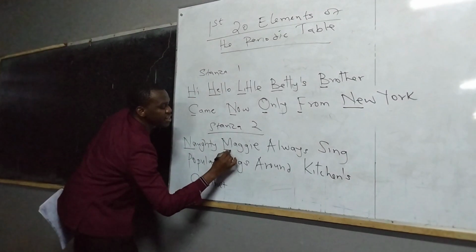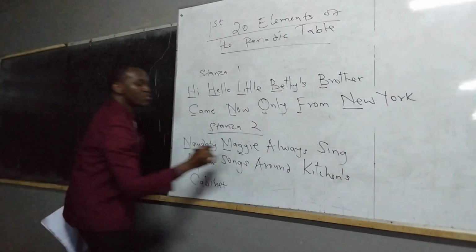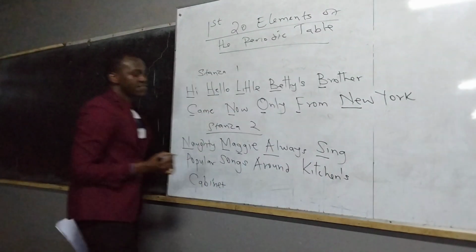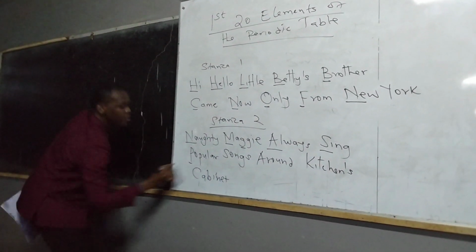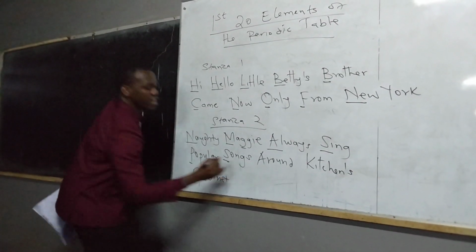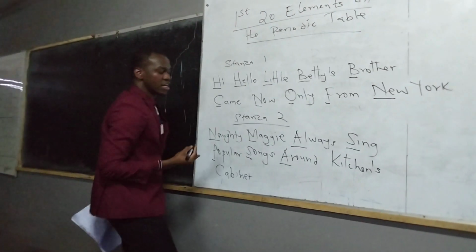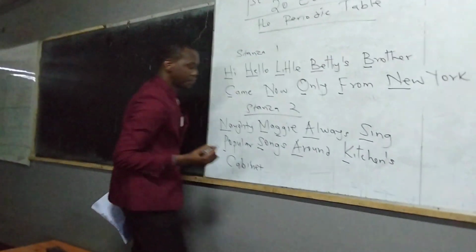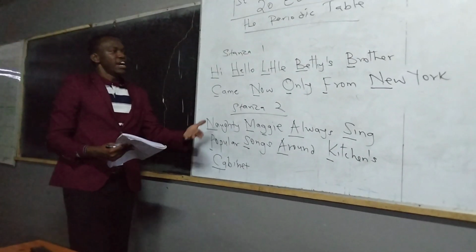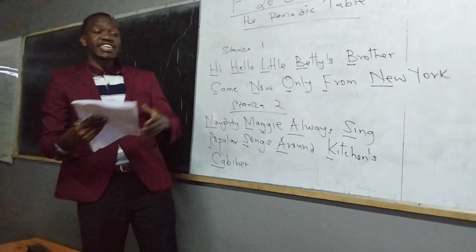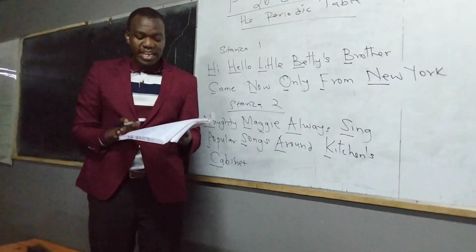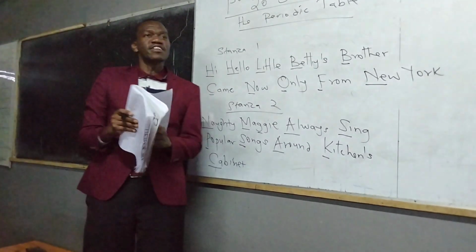We have magnesium, Mg. And then we have aluminium, Al. Then we have silicon, Si. Then we have P, that is phosphorus. Then we have sulfur, then argon, then potassium, and then calcium. So those are the first 20 elements, and you can see the chemical symbols of each one of them. So that one is very important.